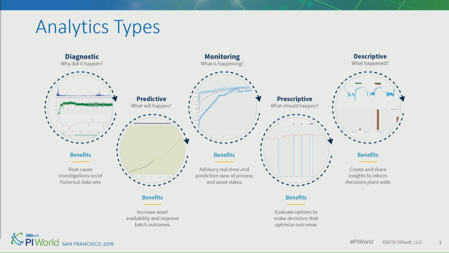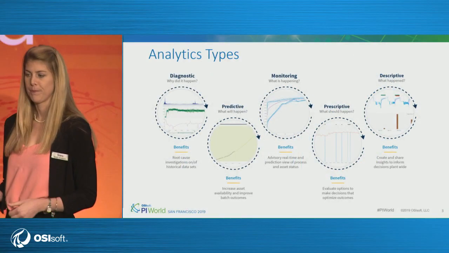Predictive analytics: what is going to happen, predicting maintenance so that you can schedule it in a more routine way, and making sure that you're having improved batch outcomes. And then diagnostic: why did something happen? So if you've had something that's gone wrong, doing that root cause analysis to understand how you can improve it in the future.